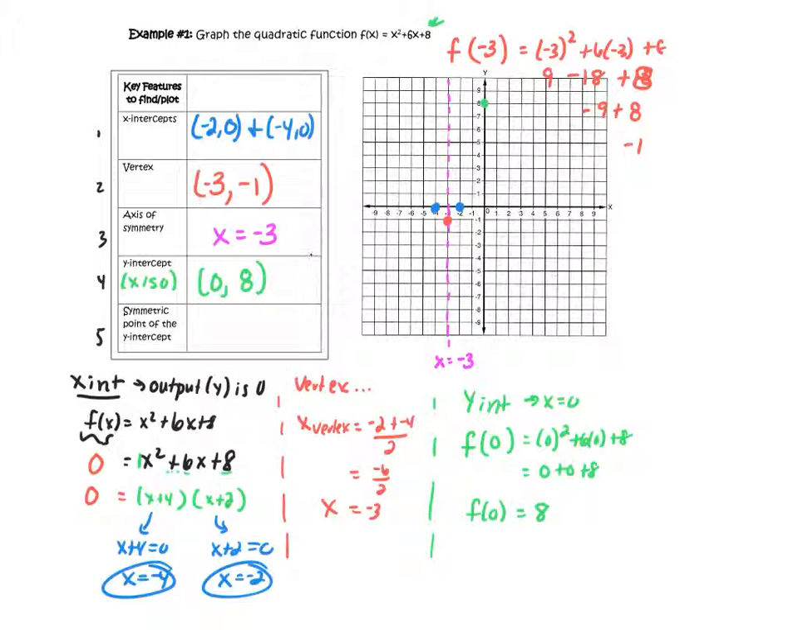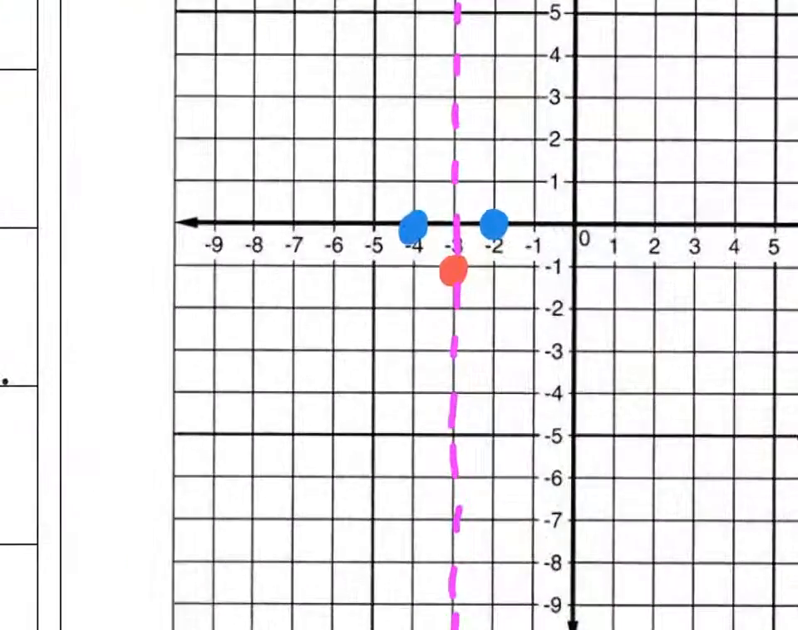Now the last part is the symmetric point of the y-intercept, and as we talked about in class today, we know that any point on a parabola is the equal distance away from the axis of symmetry. So we can see that. Let's just zoom in on our x-intercepts. We know that this x-intercept had the x value of negative 2, and this x-intercept was the x value of negative 4. And our axis of symmetry right here is the x value of negative 3. So between negative 2 and negative 3, that's a distance of 1. And between negative 2 and negative 4, that's also a distance of 1. So partner points are the same distance away from the axis of symmetry.